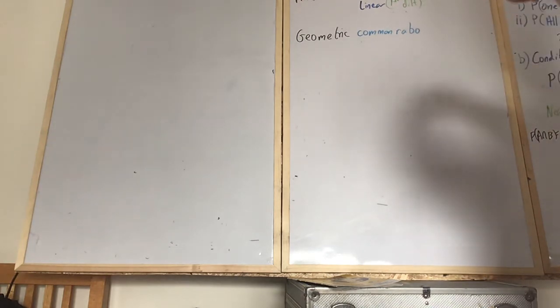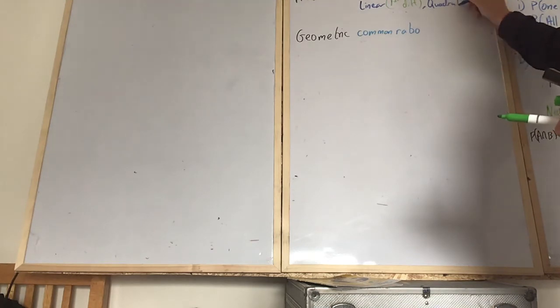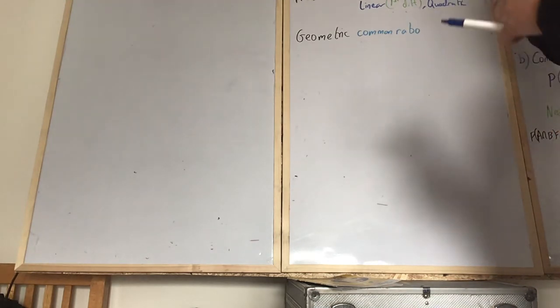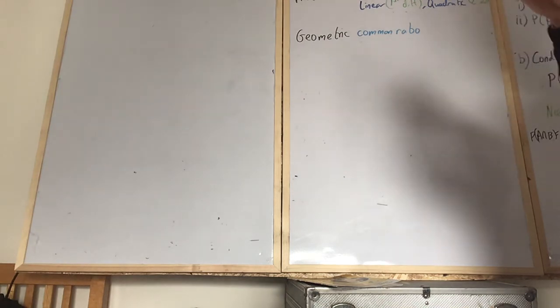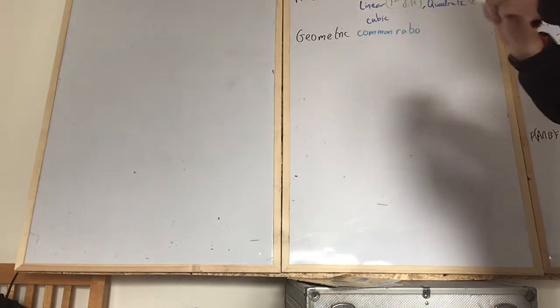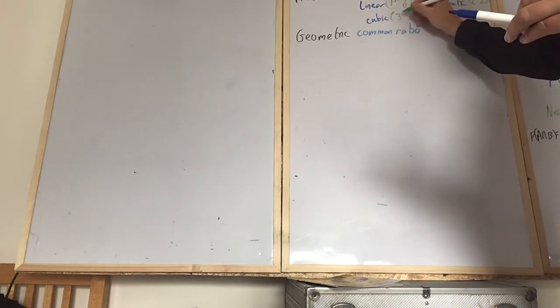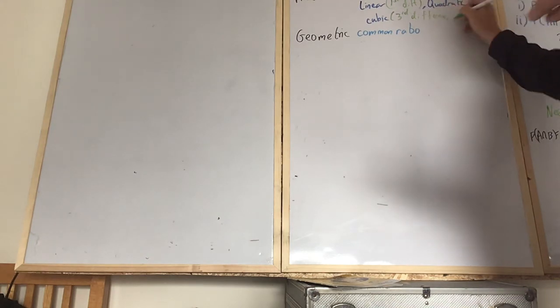Quadratic had a common second difference. And then the new one this year is cubic. It doesn't go into too much detail, but you need to see that a cubic has a common third difference. Okay, and with regards to ratio, you have the exponential, so it's where numbers multiply by a common ratio.